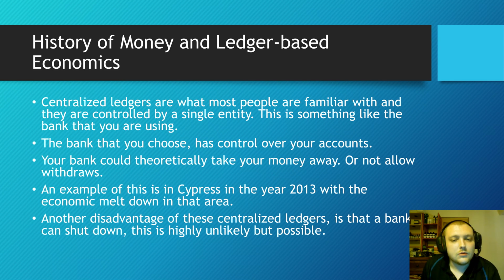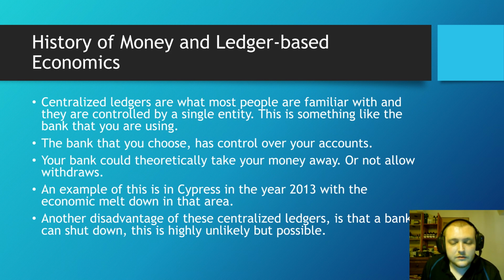Centralized ledgers are what most people are familiar with, and they are controlled by a single entity. This is something like the bank that you are using. So your bank statement is ledger-based. The bank that you choose has control over your accounts. You technically do not have physical control over your accounts. Your bank could theoretically take your money away, while this is not likely. They also might not allow withdrawals for certain reasons.